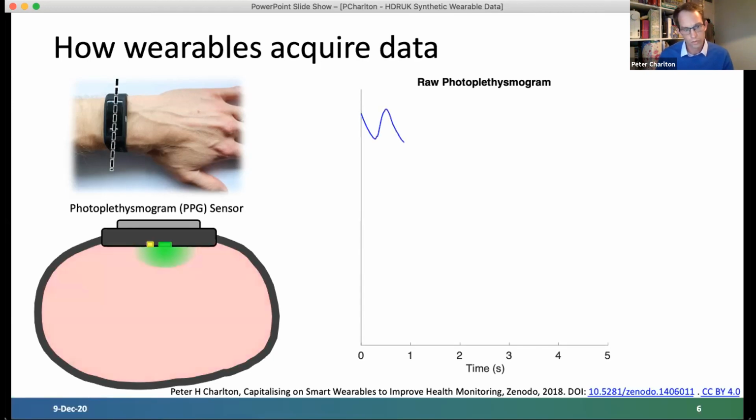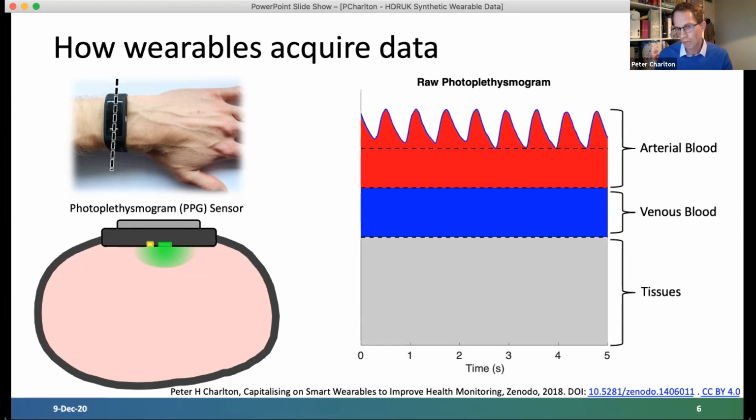As blood flows from the heart into the wrist each heartbeat, the amount of arterial blood in the wrist increases and it attenuates the light, and then it decreases again as the blood leaves the arteries and flows into the microvasculature. So the PPG is primarily influenced by arterial blood pulsations, but it's also influenced by other factors such as venous blood and the tissues.